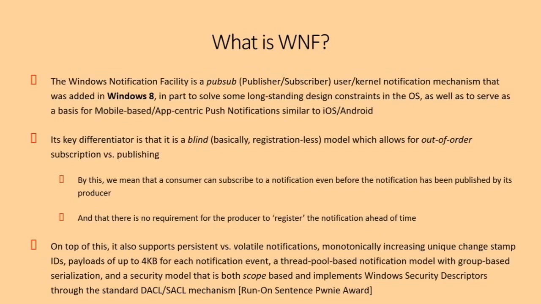Now, what's really cool about it is that it's completely blind. In many pub/sub models, the publisher has to come first. You can't subscribe for something that hasn't been published yet. And if you're a publisher and you're publishing something before the subscribers, then subscribers might miss the data. And so there's a lot of synchronization in classical pub/sub models around who publishes first, who subscribes, and so on and so forth.